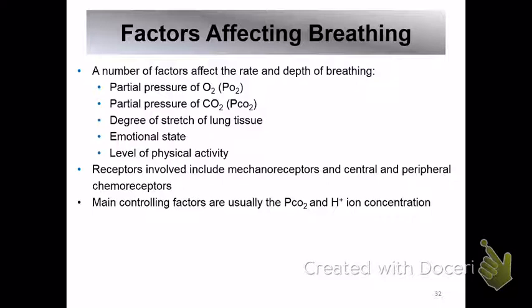Okay, receptors involved include mechanoreceptors, and that'd be like a chemical or a physical receptor, and central and peripheral chemoreceptors. So it said chemoreceptors. Main controlling factor are usually the CO2, the acidity. You got to get that acid out. So if you're working out, lifting weights, creating lots of CO2, you're going to breathe harder because you got to get it out. And you got to get oxygen in and hydrogen concentration.